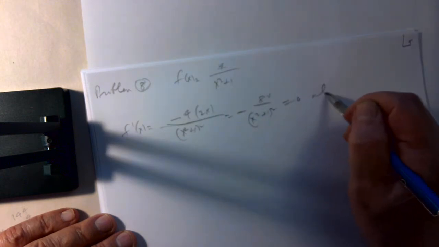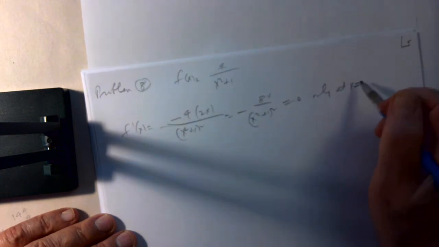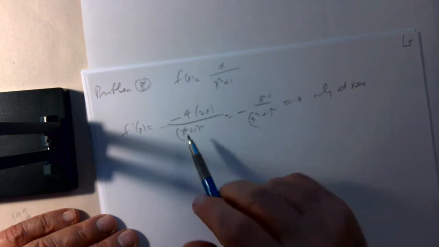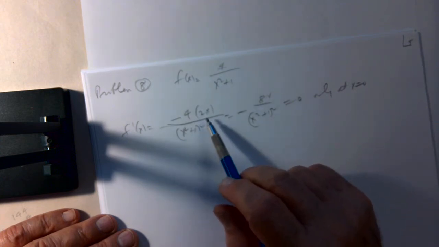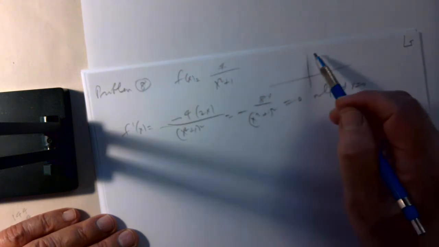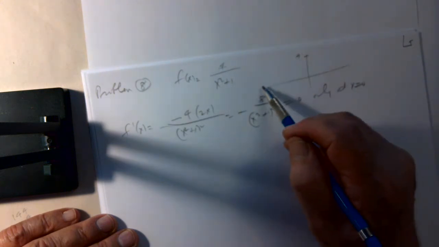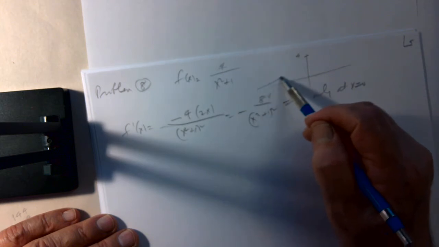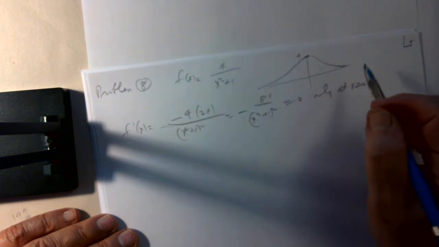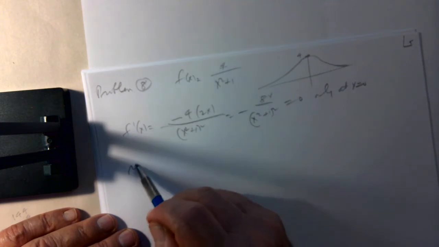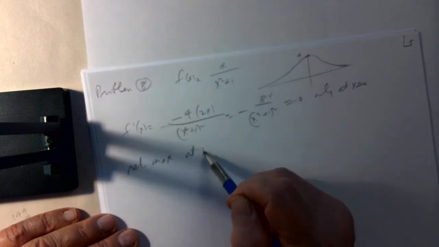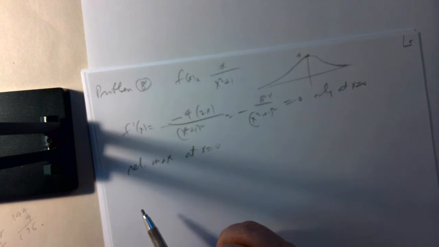And this is 0 only at x equals 0. And this derivative is negative for x positive and positive for x negative. And when x is equal to 0, it's equal to 4. So this function is increasing till you get to 4, and then it's decreasing. And at x equals 0, you have a relative max at x equals 0.